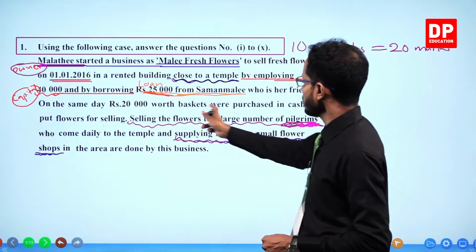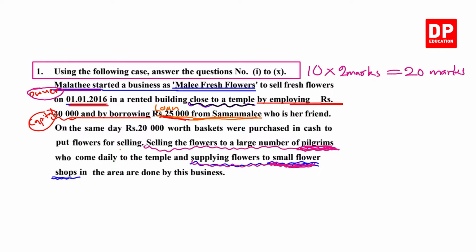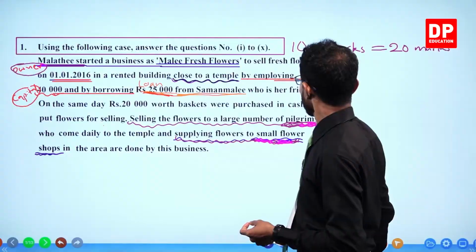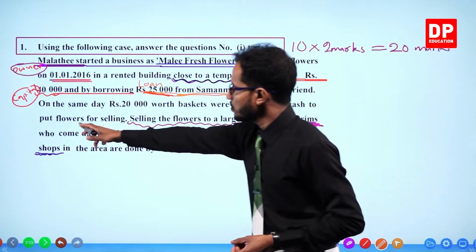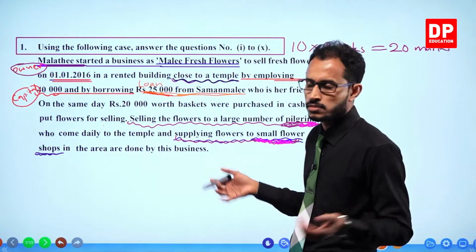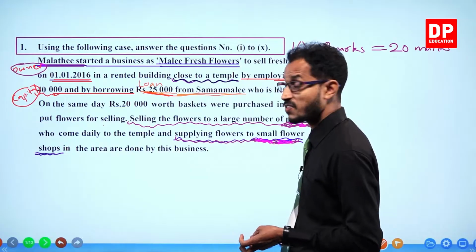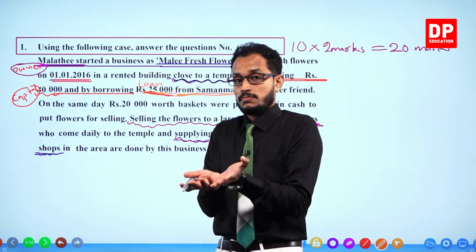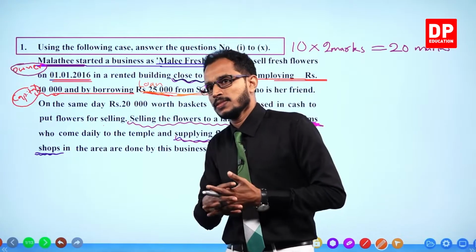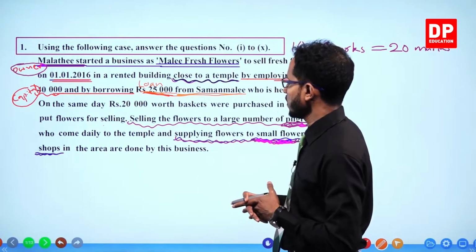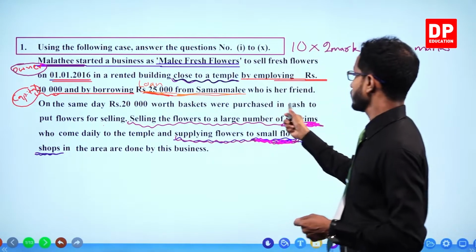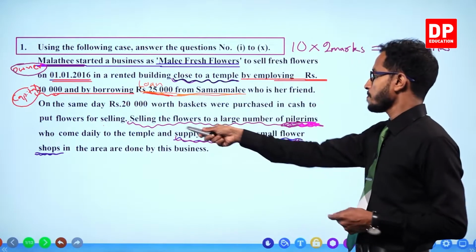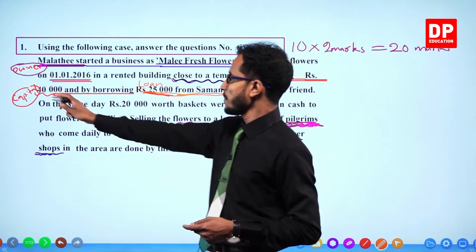On the same day, 20,000 worth of baskets were purchased, but it's not necessary to record that. Got it? Purchased in cash to put flowers for selling. 20,000 is spent and baskets have been purchased for cash. Yeah, that's it. So 40,000 is capital.